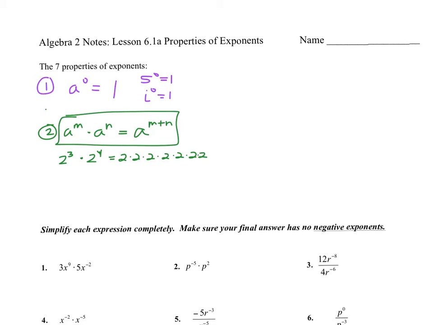All right, third one. This one is with division. So if I have a to the m over a to the n, do you remember what you do with that? This one's subtraction. So this would be a to the m minus n.